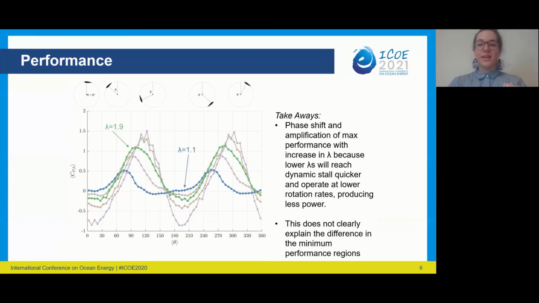Specifically, if we highlight the well-performing case, tip speed ratio of 1.9, and the poor-performing case, tip speed ratio of 1.1, we see that the 1.9 case has a broad maximum performance peak, but a narrow minimum performance peak, while in contrast, the 1.1 case has more of a minimum performance trough that extends most of the turbine rotation.